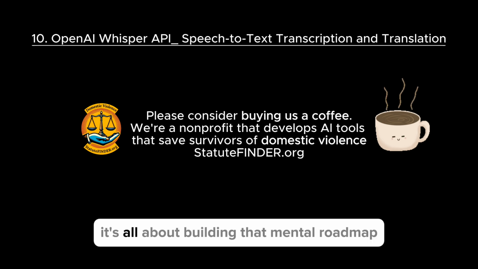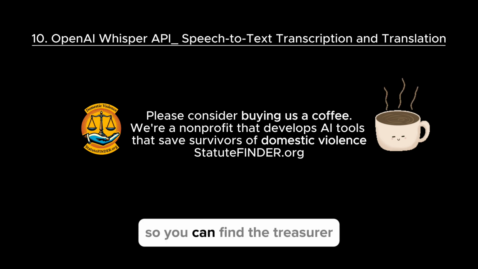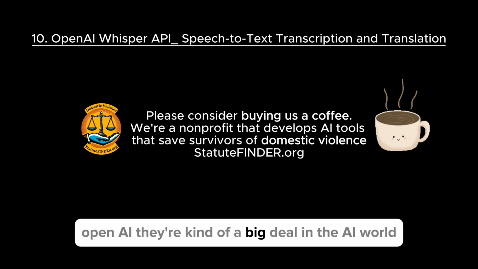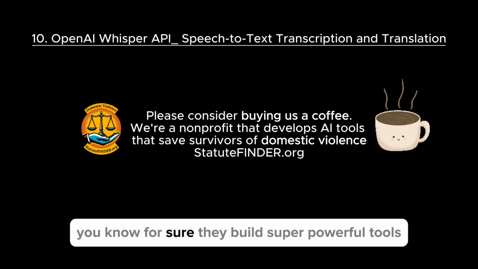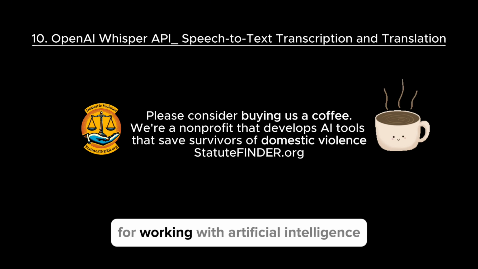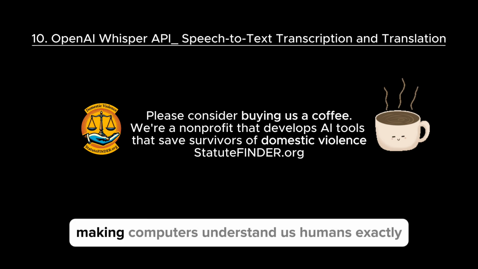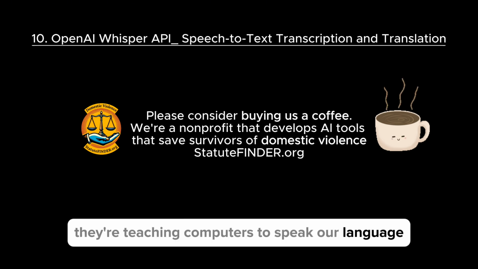That's right. It's all about building that mental roadmap so you can find the treasure and not get lost in the foliage. Okay, so first things first, OpenAI. They're kind of a big deal in the AI world. For sure. They build super powerful tools for working with artificial intelligence, especially for things like making computers understand us humans. Exactly. It's like they're teaching computers to speak our language, literally.